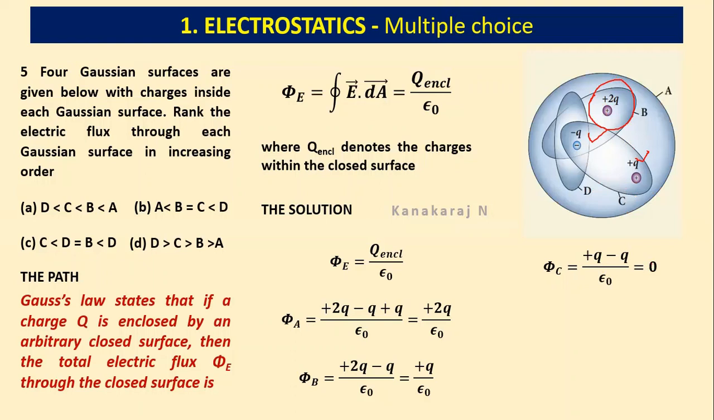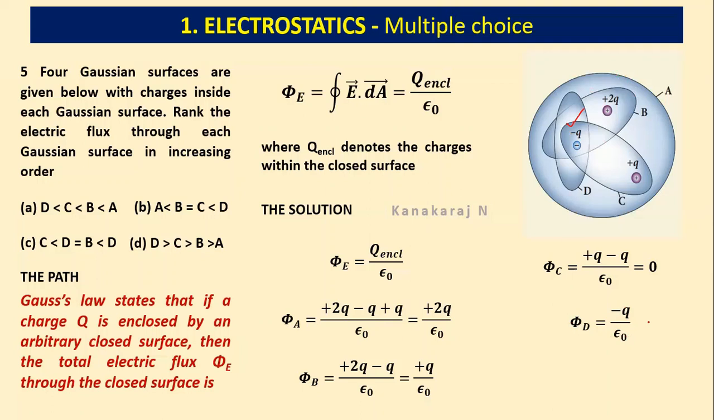So let us go for the other one, the flux through the closed surface D. The closed surface D encloses only one charge, which is minus Q. The other two charges are outside the closed surface, so they don't contribute anything to the flux. So the answer here is phi D equals minus Q by epsilon naught.